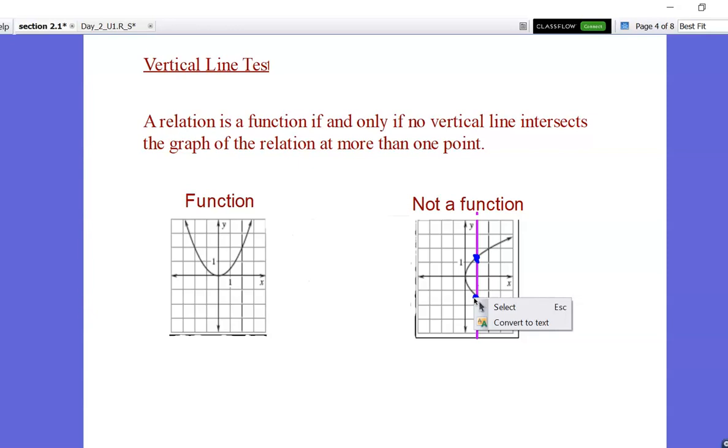And you can only pass the vertical line test if for every vertical line you slide across a graph, it will touch the graph at exactly one point at any given time. It can never touch more than once.